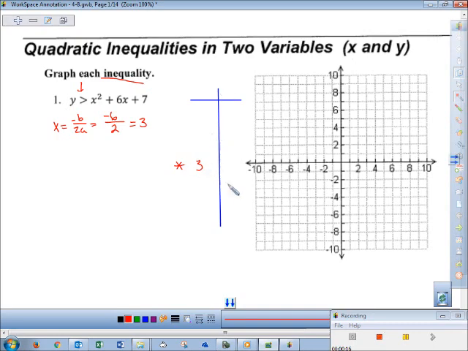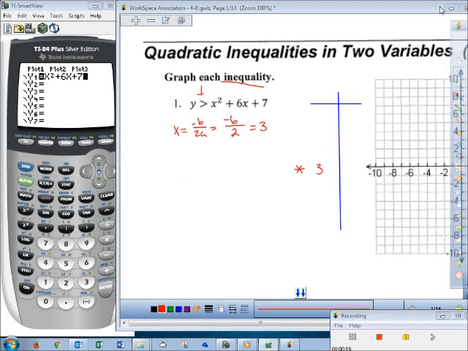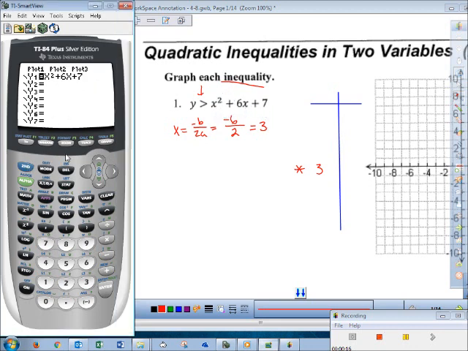In my table of values right here, I will put an asterisk next to my vertex. Then I will let my calculator do all the rest for me. So go ahead and type this in, x squared plus 6x plus 7, and then go to second table and just hover around where 3, since 3 is our vertex, I want to have that in the middle.